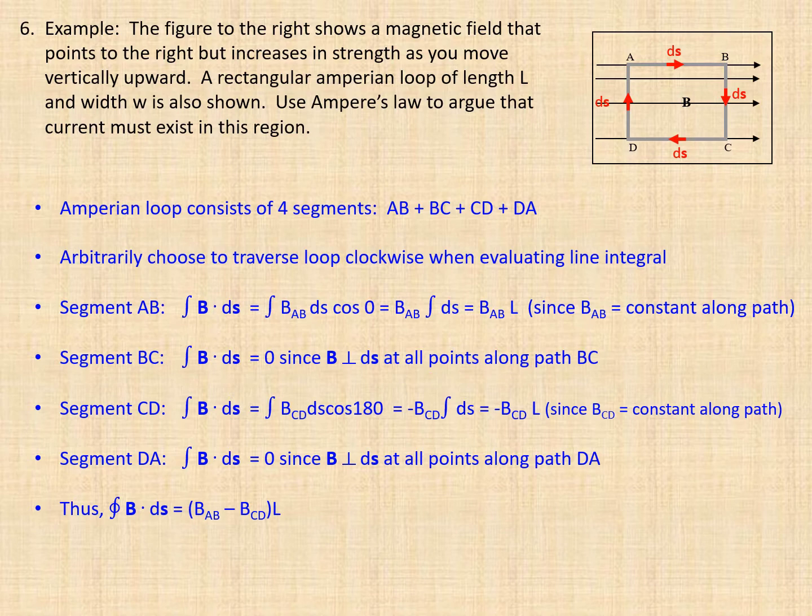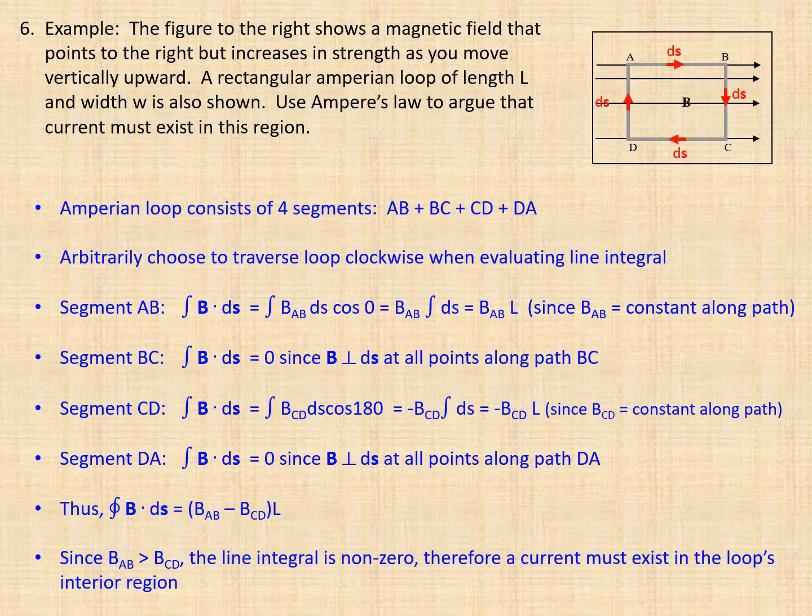Although we don't know the exact value of the magnetic field at the top or bottom of the loop, we can reason that since the value of B is bigger at the top than the bottom, the line integral has a non-zero value. If the left-hand side of Ampere's law is non-zero, then the right-hand side must also be non-zero, which tells us that a current must exist in the interior of the loop.